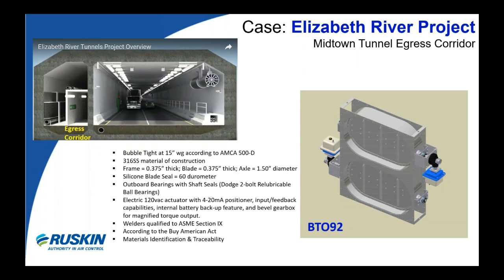These BTO 92 bubble-tight dampers were constructed out of grade 316 stainless steel material, tested in conformance to AMCA 500D, and were required to be fabricated using welders qualified as ASME Section 9 criteria. In addition to this, the materials of construction were required to be traceable back to the supplying mill for conformance to the Buy America Act.